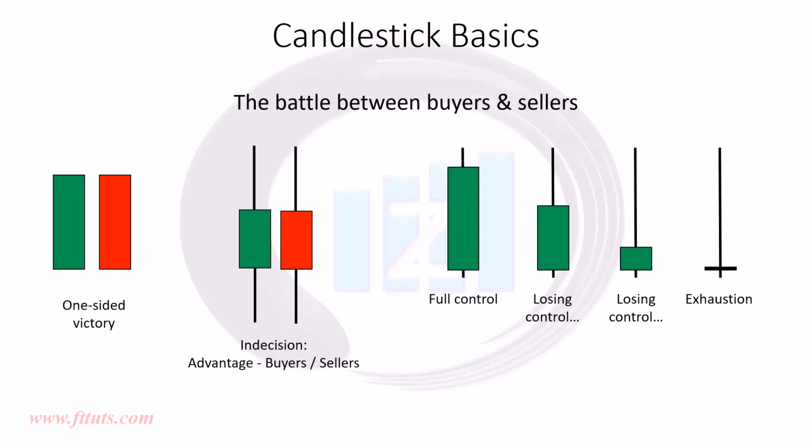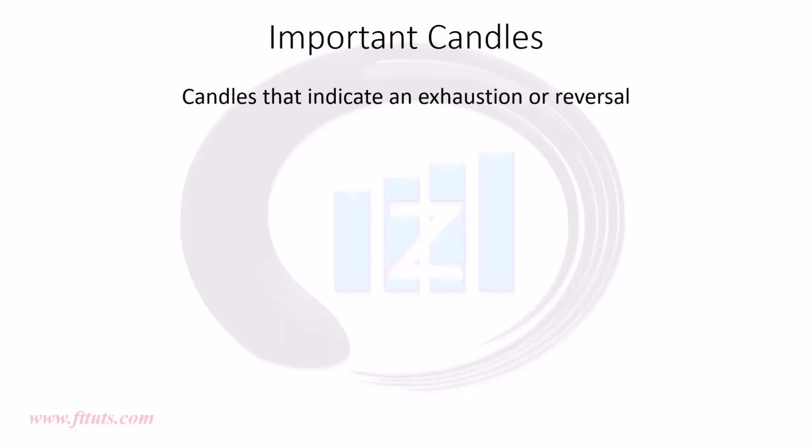Now, some of the most important candles that we're going to look for are our engulfing candles. Okay, an engulfing candle is going to be a very, very clear indication that momentum has shifted. An engulfing candle is any candle that has a larger body than the previous candle.